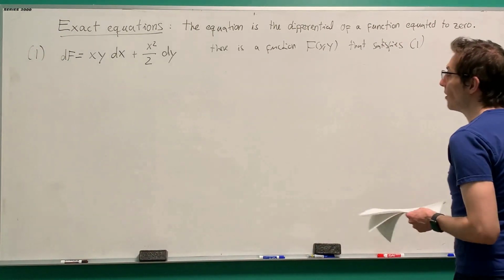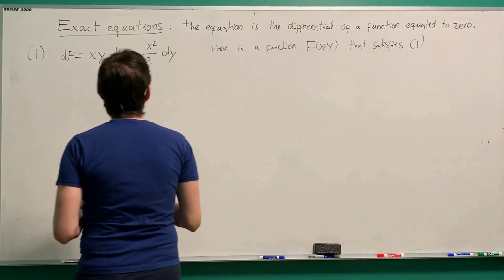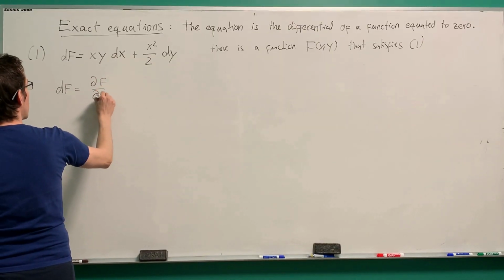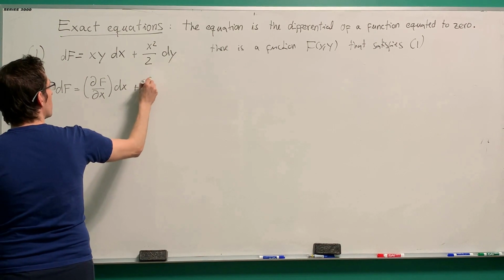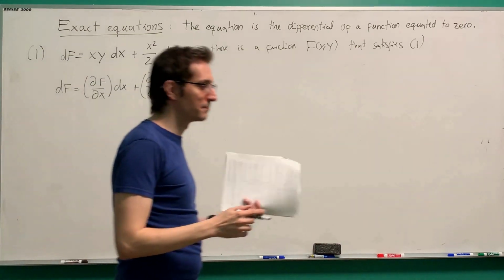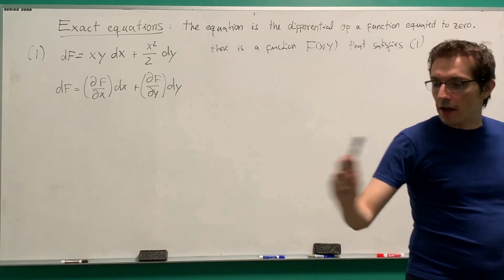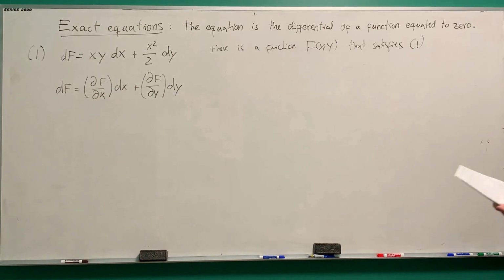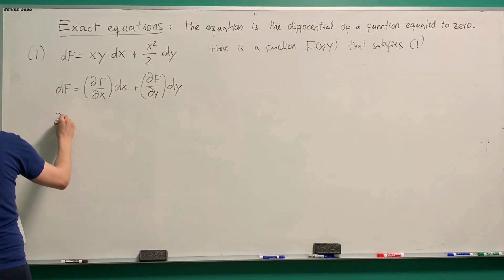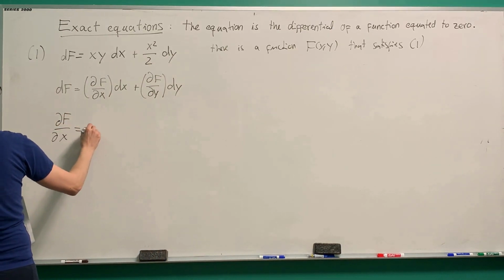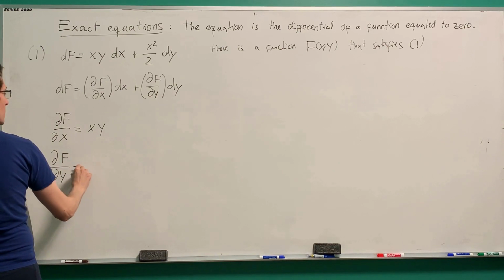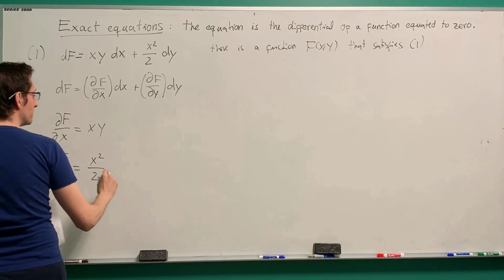Now the question is, what is that function? Remember that the differential of a function is partial f partial x dx plus partial f partial y dy, right? So that we know. Now, knowing that, it's easy to relate the two and see that partial f partial x is equal to xy, and partial f partial y is equal to x squared divided by 2.